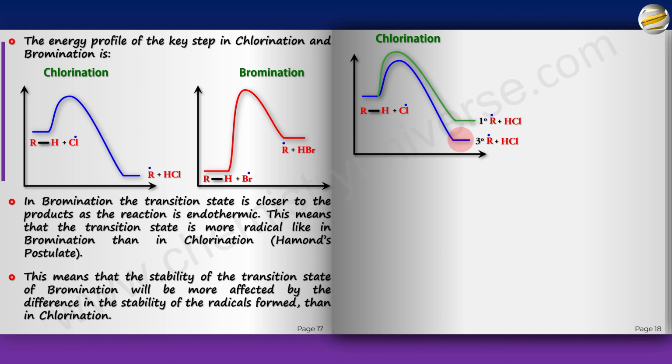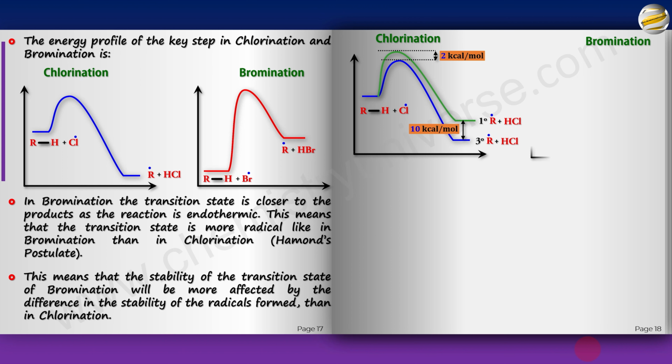Now, if the gap between the two radicals is let's say 10 kcal, and the transition state of chlorination is only 20% radical like, don't you think this gap will only be 2 kcal?